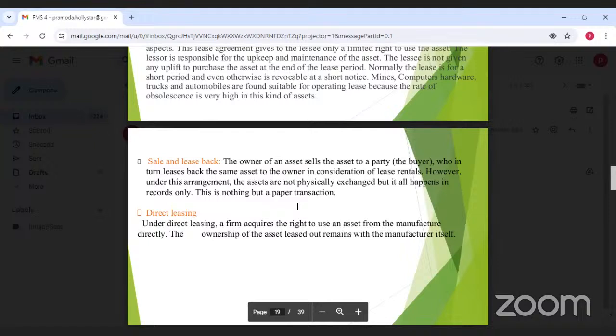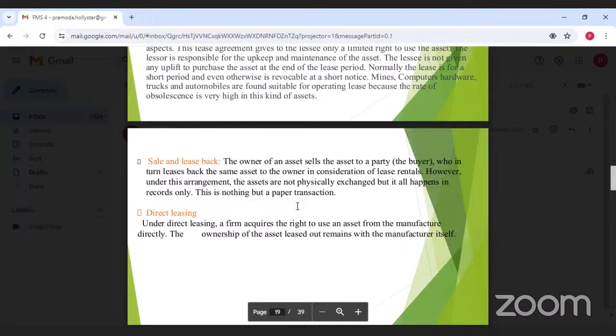Then the last category is direct leasing. Direct leasing, wherein the borrower will not approach an already existing customer or the one who is using it. The borrower directly approaches the manufacturer and makes a lease agreement. That means with the one who has originally manufactured it, we are making the lease agreement stating that we want your equipment for a certain period of time for lease purpose. That kind of leasing, you call it as direct leasing.